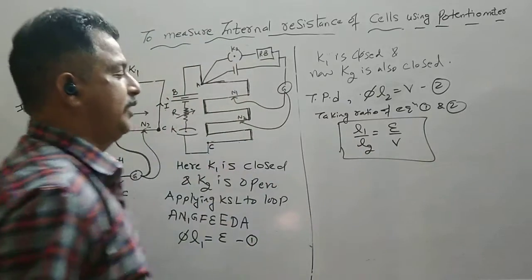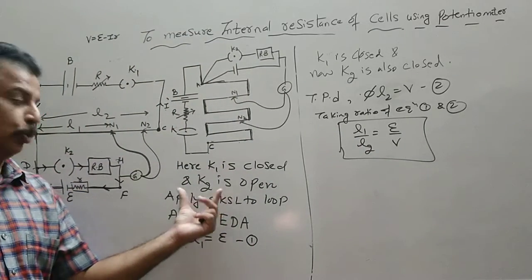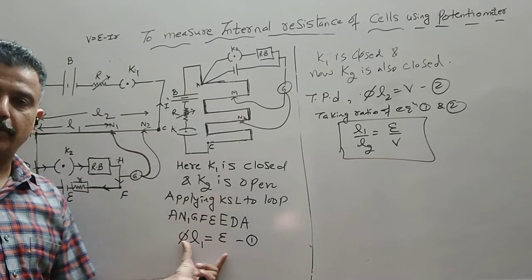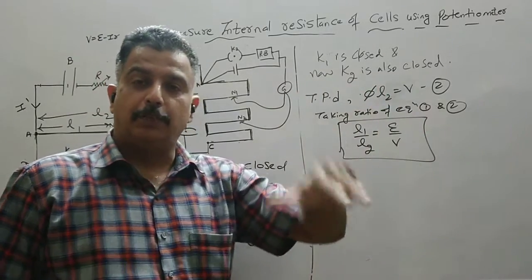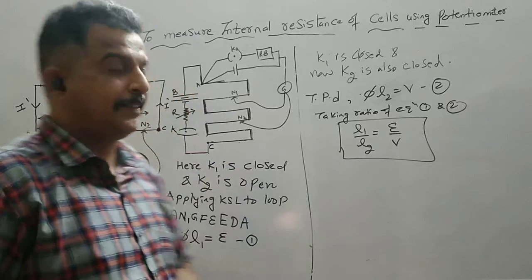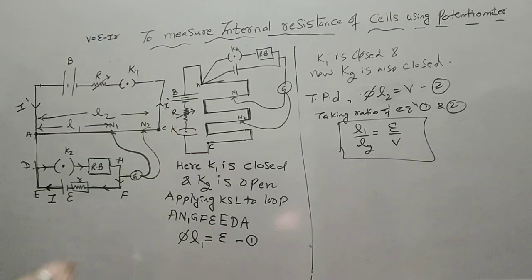Say in the first part, when K2 is open, you get the EMF of the cell. When K2 is closed, you get the terminal potential difference of the cell. Now we concentrate on this loop. If I apply Kirchhoff's second law for this loop, I can find the terminal potential difference and EMF.